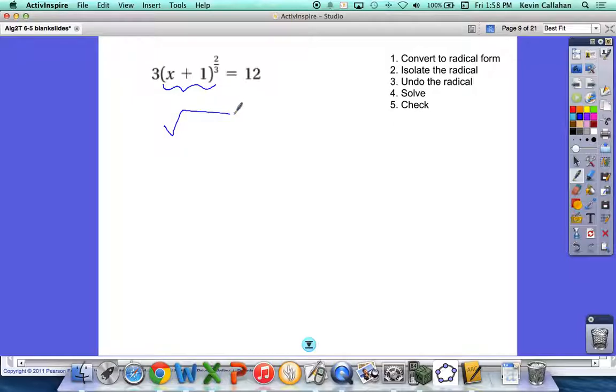What would be the index? The denominator is the index. And then what goes inside? Okay. So that's just taking that one piece and writing it as a radical. And then you still have the 3 in front and the 12 here. So now we follow the same steps as we did before.